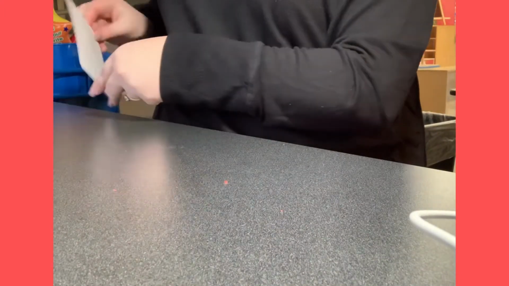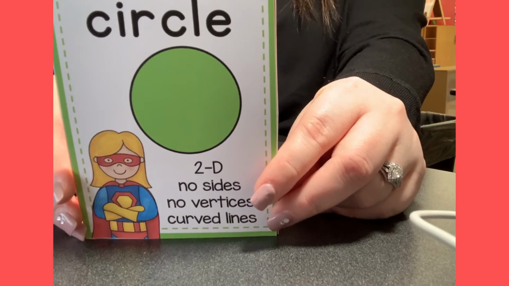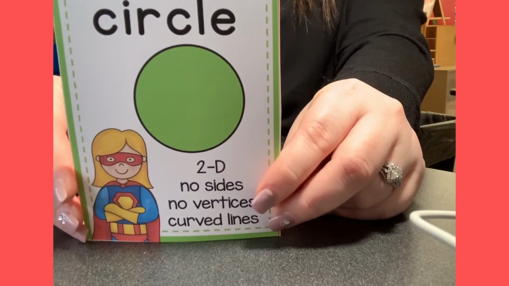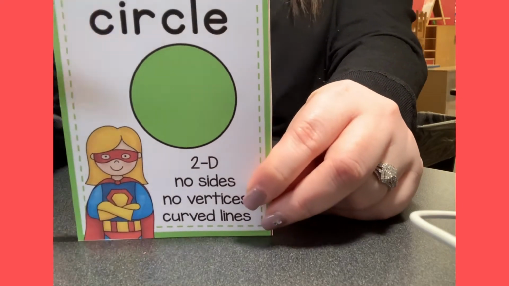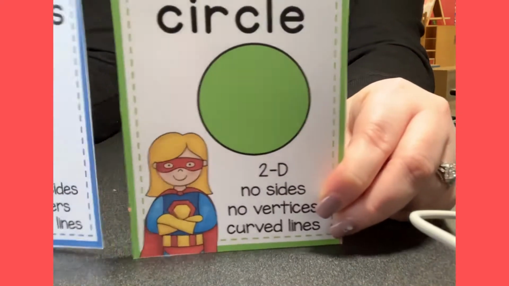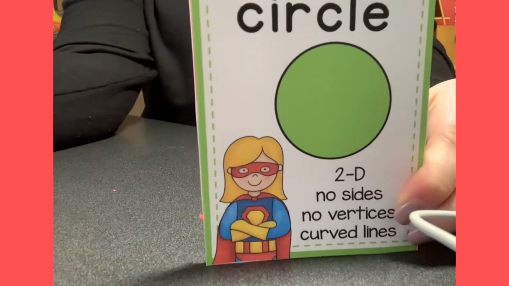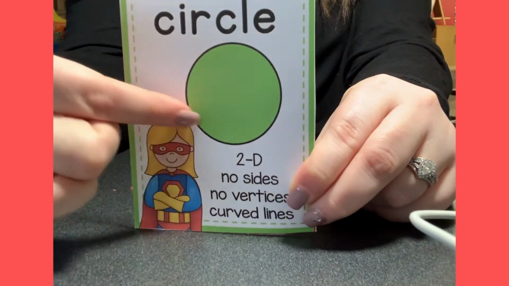Now we're going to try to make this shape. Can anyone tell me what that shape is? A circle. Does a circle have any sides? No, it's round like a ball. It has no sides. Sides are pointy. They have little points at the top. And this circle has no points. It's round like a ball.